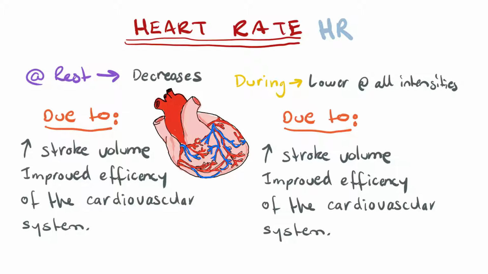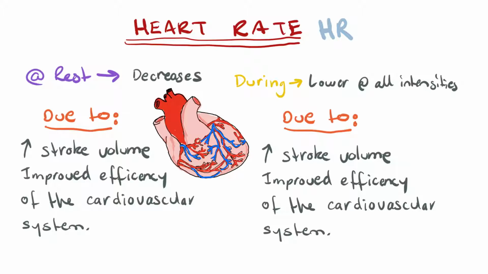Now, some of these things will be the same for at rest and same for during, but some will be a little bit different. So when we have a look at the heart rate, the adaptations at rest is that our heart rate will decrease. So it'll be a lower heart rate at rest when we're more fit or we've been training than what it is if we haven't been training. During exercise, we're going to have a lower heart rate at all intensities. So obviously the fitter we are, the more we're training, the lower our heart rate.